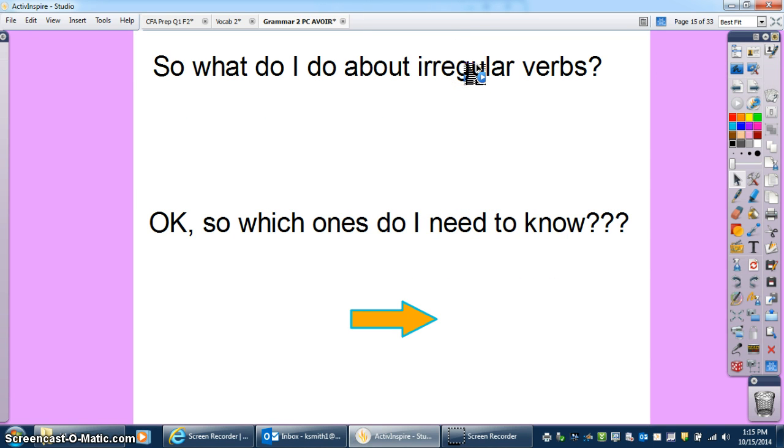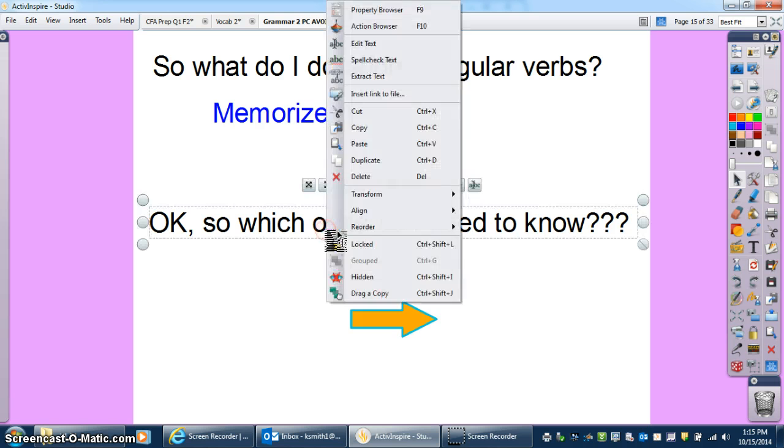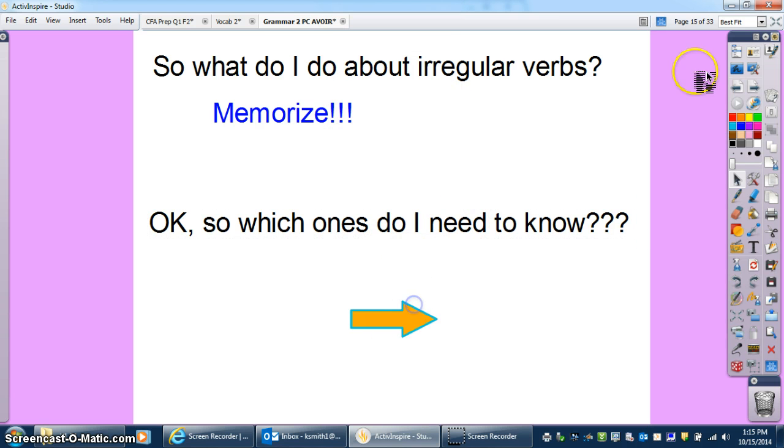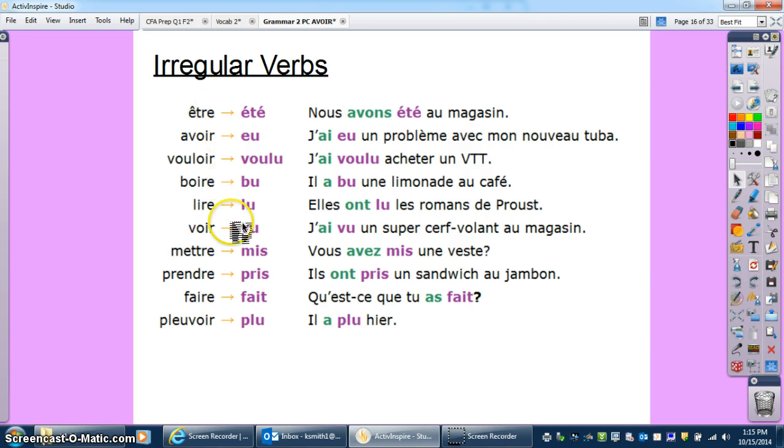So for irregular verbs, unfortunately you just have to memorize them. But there's a certain list that I want you to know for now. So these are the ones I want you to learn for now. So être becomes été, just like summer. Avoir becomes eu. Vouloir becomes voulu. Boire, bu. Lire, lu. Voir, vu. I'm sorry, voir, vu. Mettre becomes mis. Prendre, pris. Faire, fait. Pleuvoir, plu.